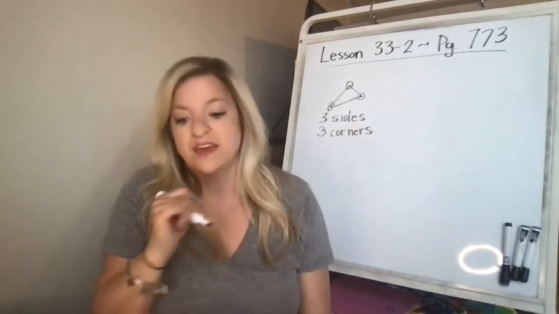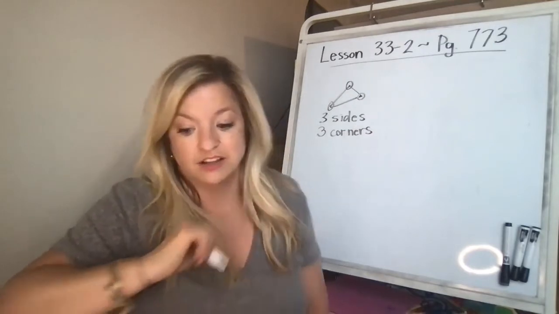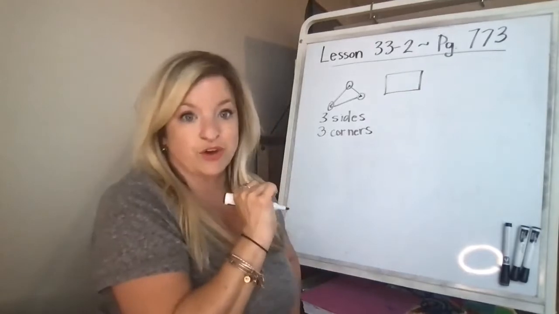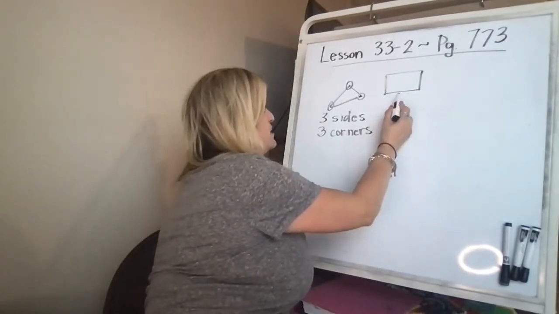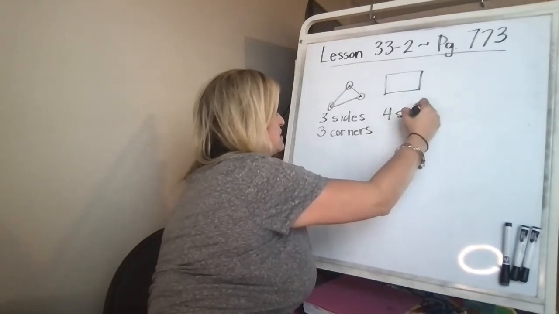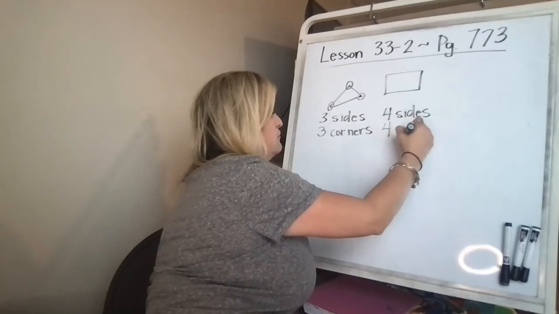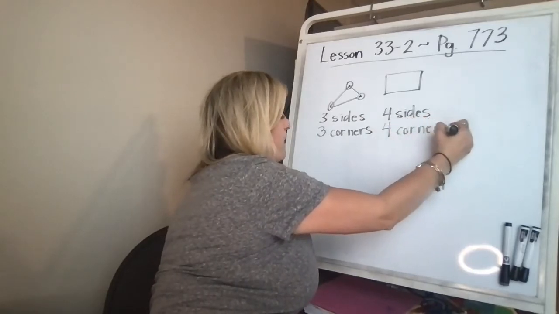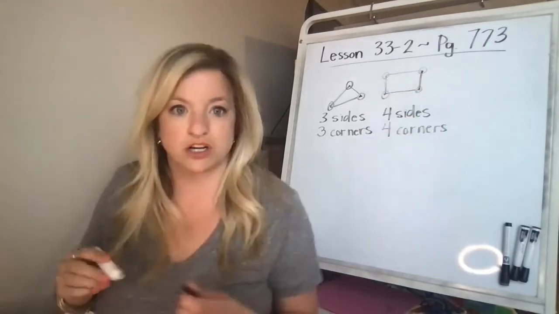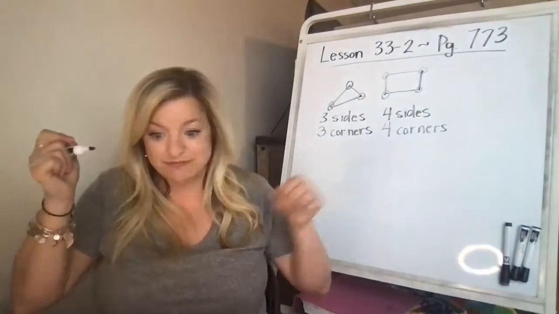Okay. Then the next shape you'll see on page 773 looks like this. Right? And this one has how many sides? 1, 2, 3, 4 sides. And 4 corners. 1, 2, 3, 4 corners. Okay, this marker's kind of dying, so I'll switch markers.